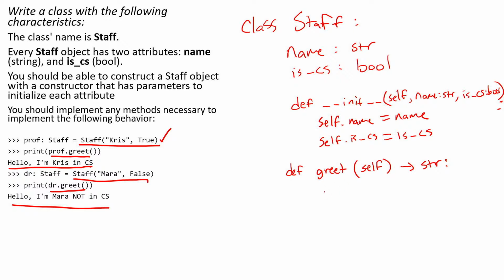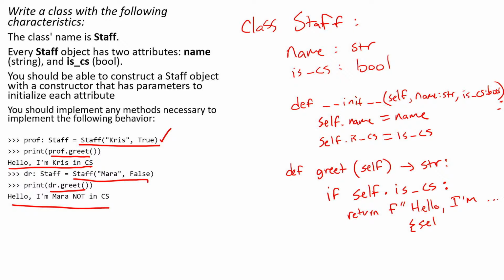So we need an if. So we can test if self.isCS, and if so, we can return an f-string that's going to span 2 lines of my slide here. F-string of "Hello, I'm", and then this is where I'm going to span 2 lines. Self.name. I'm actually going to span more than 2 lines here.